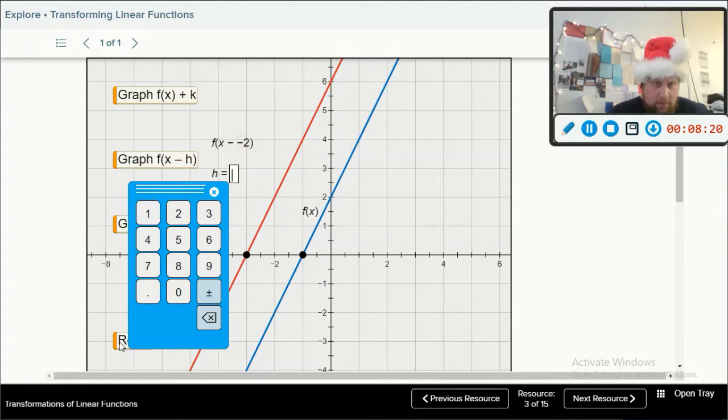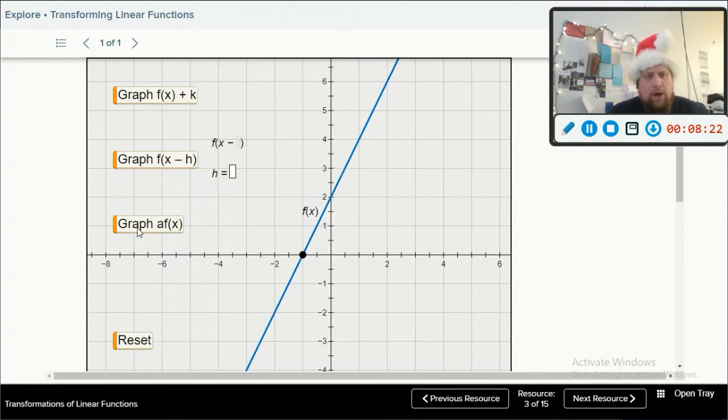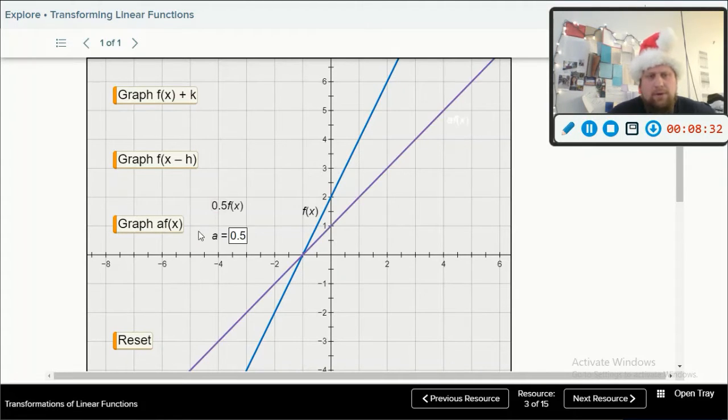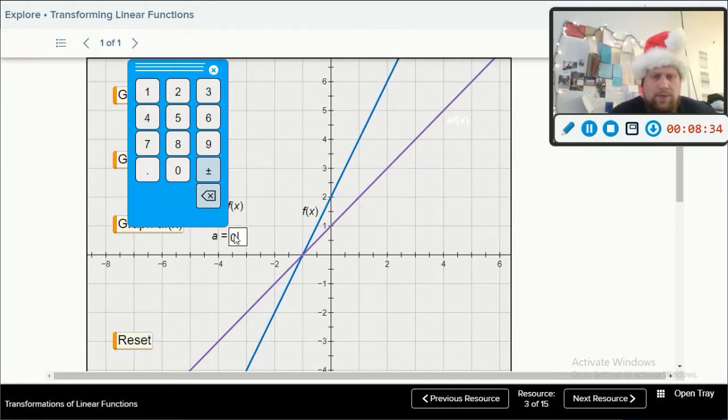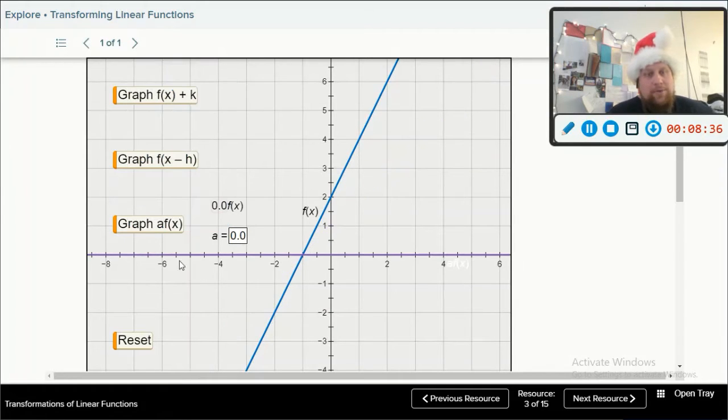Okay, I'm going to reset this. Now I want to talk about dilations. Now, what is a dilation? Dilation just means I'm multiplying this graph by something. So I have some number a there. Okay, so I'm going to do 0. Notice 0 is weird. 0 doesn't work like it did on the other one. 0 makes it 0 because what's 0 times anything? 0 times the function is 0, right?